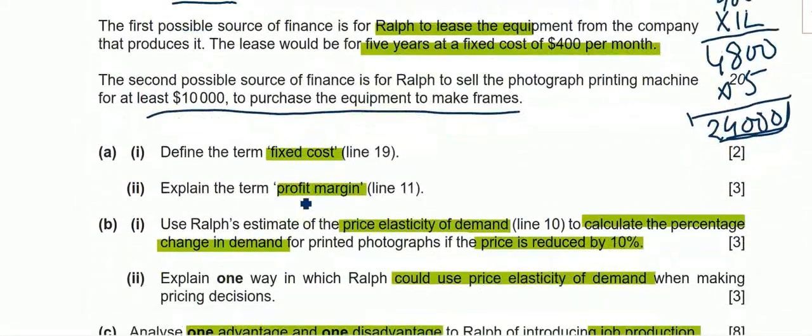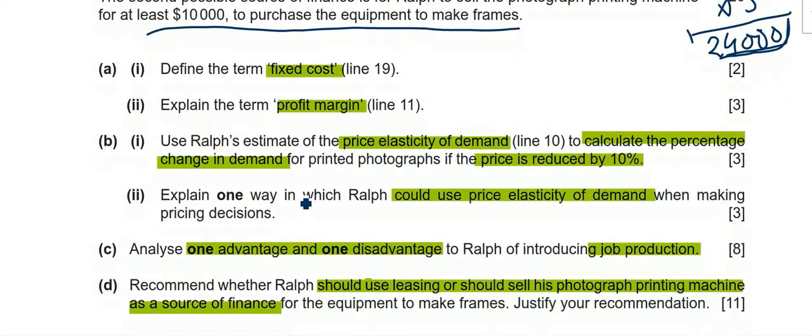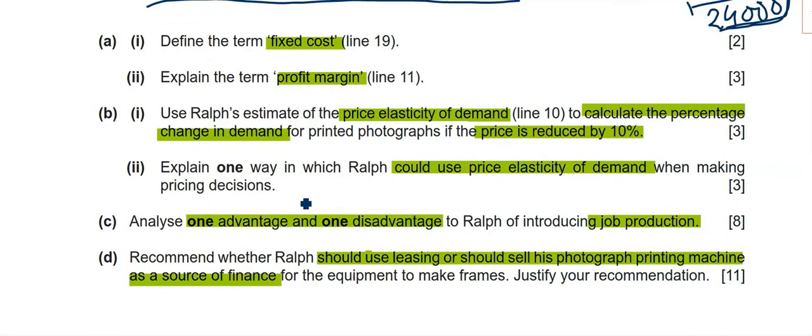Now quickly we'll just go over the questions. The first question was asking, define the term fixed cost. As we all know, fixed cost is the cost that remains unchanged with the level of output. So we can say that fixed cost is the cost that will not vary when the business increases its level of output, or fixed cost is the cost that remains the same no matter whatever the level of production.